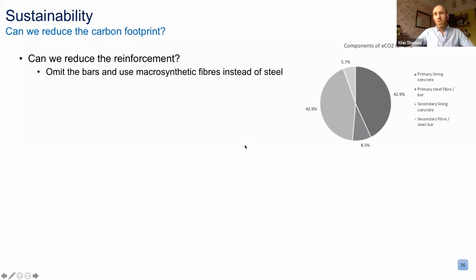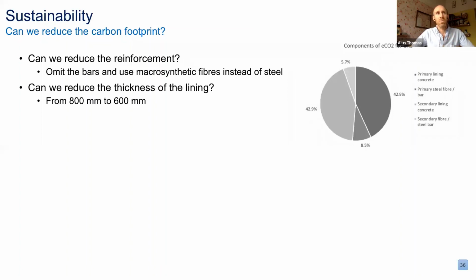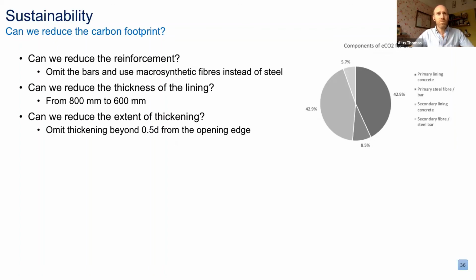What could we do? Well, we could omit quite a few of those bars if we were able to use a nonlinear elastic model. We could also use lower carbon materials such as macrosynthetic fibres instead of steel fibres. That would have a significant impact on the carbon footprint. We could probably go from 800 millimeters down to 600. And as we've already looked at, that extent of thickening could potentially be reduced, so the area beyond 0.5 times the tunnel diameter could have been omitted.